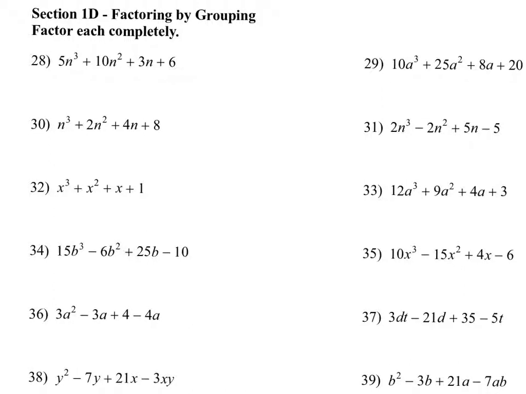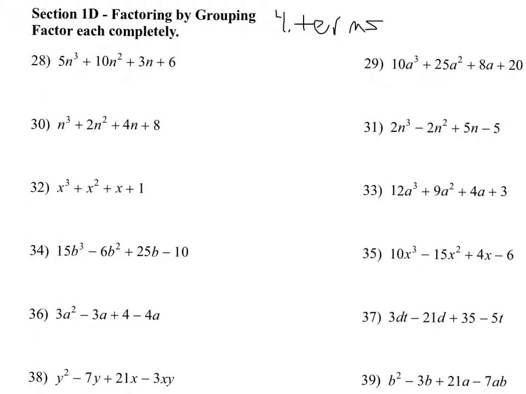In section 1D, we're going to look at factoring by grouping. And we're going to do a lot of this even as we get to trinomial factoring. Factoring by grouping always happens when you have four terms. So let's go ahead and put that in your notes.